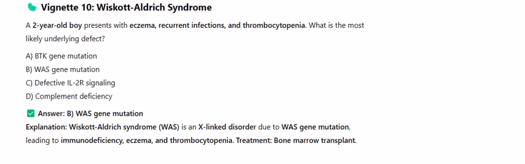Wiskott-Aldrich syndrome. A 2-year-old boy presents with eczema, recurrent infections, and thrombocytopenia. What is the most likely underlying defect? A. BTK gene mutation. B. WAS gene mutation. C. Defective IL-2R signaling. D. Complement deficiency. Answer: B. WAS gene mutation. Explanation: Wiskott-Aldrich syndrome is an X-linked disorder due to WAS gene mutation, leading to immunodeficiency, eczema, and thrombocytopenia. Treatment: bone marrow transplant.